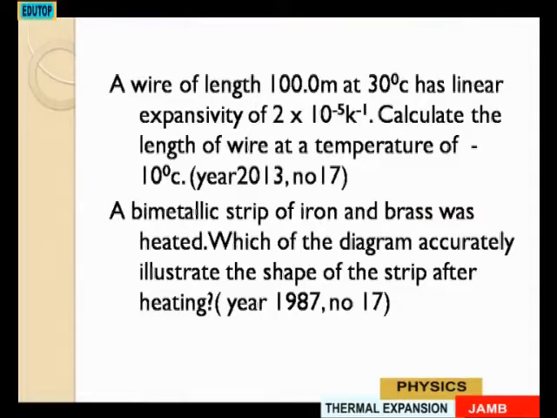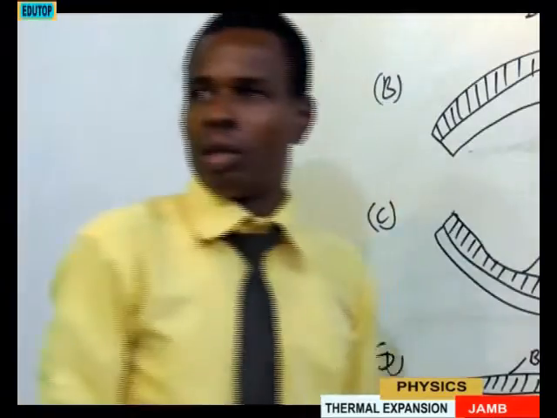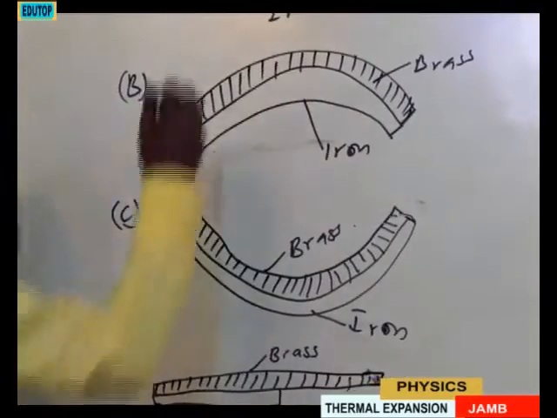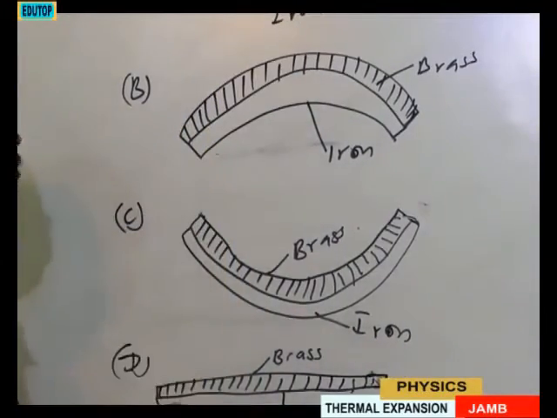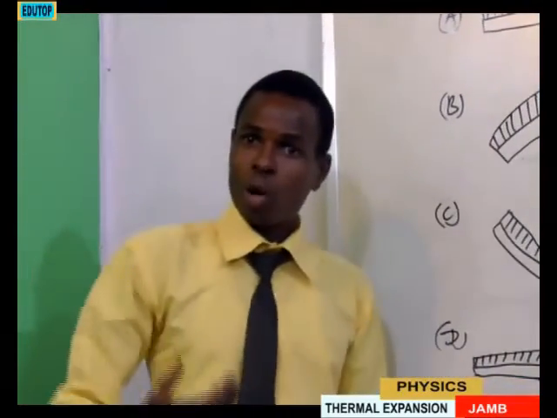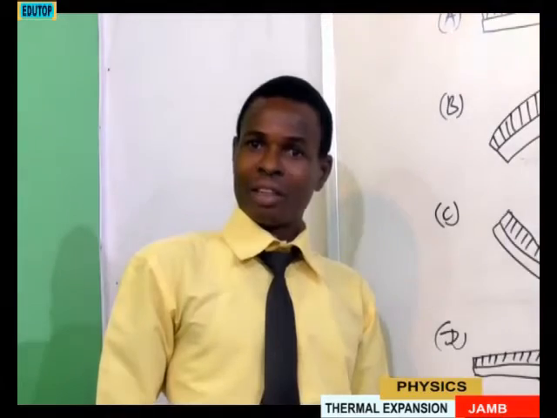Question number 3. A bimetallic strip of iron and brass was heated. Which of the diagrams accurately illustrates the shape of the strip after heating? We have two different materials here. We have brass, we have iron. And we are told that when we apply some quantity of heat on the material, there is going to be an expansion.